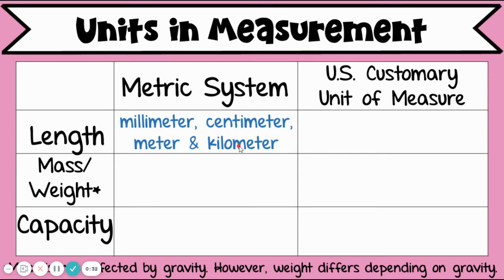So there's a reason behind that. The reason behind that is because the metric system is based on a 10 system. So whatever you are going to increase or decrease by, it's always by a multiple of 10. And you'll understand that soon. All right, and then for the US customary unit of measure, we are looking at inch, foot, yard, and mile.